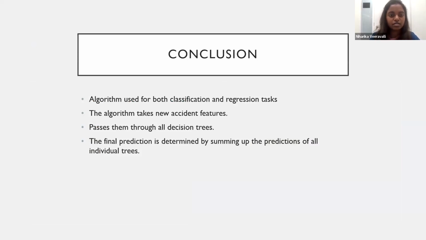Finally, the conclusion. In the case of predicting if accidents occur more in rural or urban areas, the random forest algorithm works as it takes in a data set of accidents with multiple columns, which act as factors in predicting. The fact that random forests can be used for both classification and regression tasks helps us in predicting what we're aiming for. The algorithm takes new accident features and passes them through all the decision trees and stores each decision. Then in the end, the final decision is determined by summing up the predictions of all the individual trees.